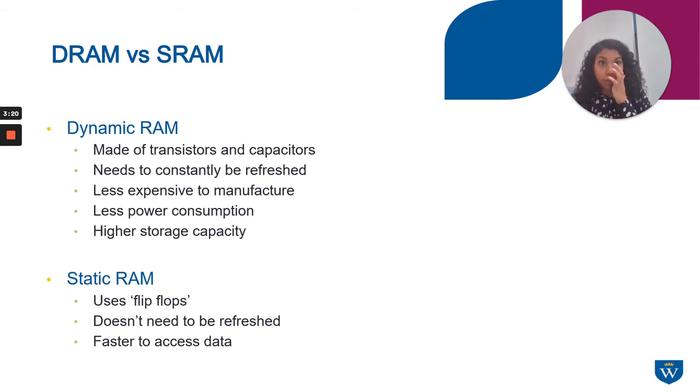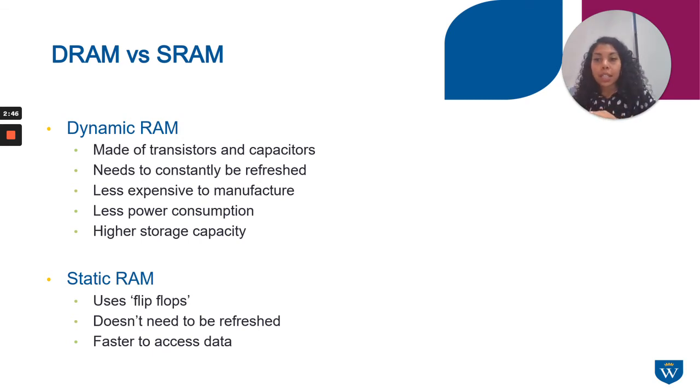Now we're going to look into a little bit more detail about DRAM and SRAM. All you really need to know about the difference is what they stand for. Dynamic RAM is made of transistors and capacitors. Because of this, the way it stores the zeros and ones, it constantly needs to be refreshed. It is less expensive to manufacture, it does consume less power, and it also has a higher storage capacity.